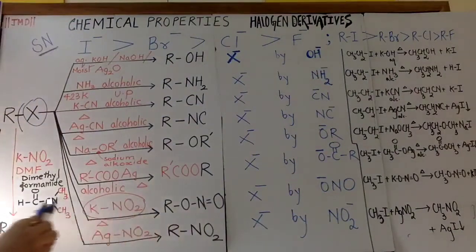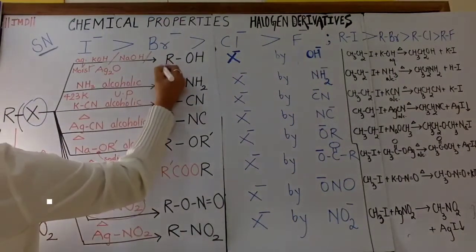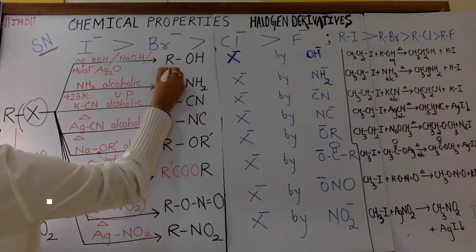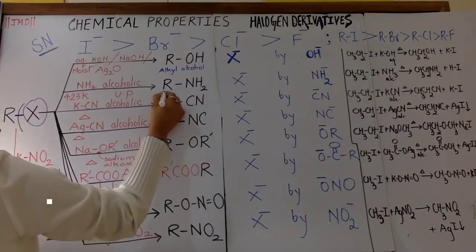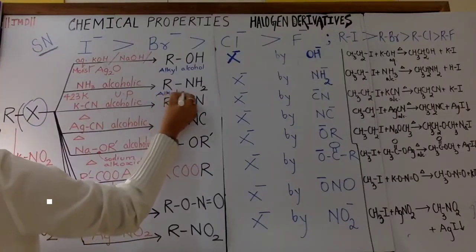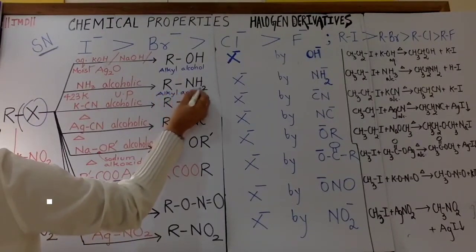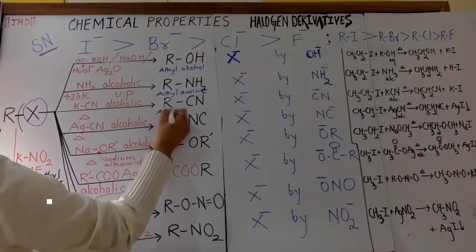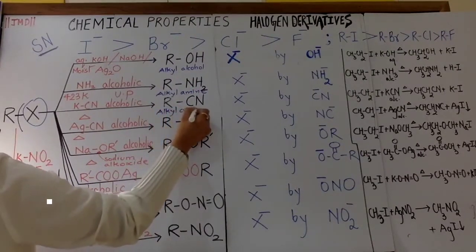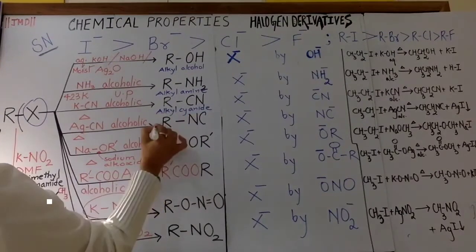So I'm just writing the names. This is an alcohol or the alkanol. This is an alkylamine. So depending on the number of carbons, you can write the word alkyl. The alkyl cyanide or the alkane nitrile.